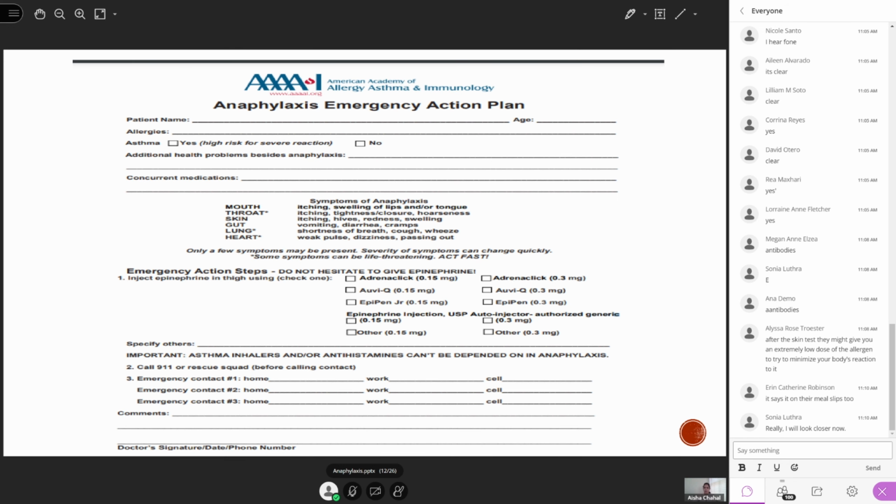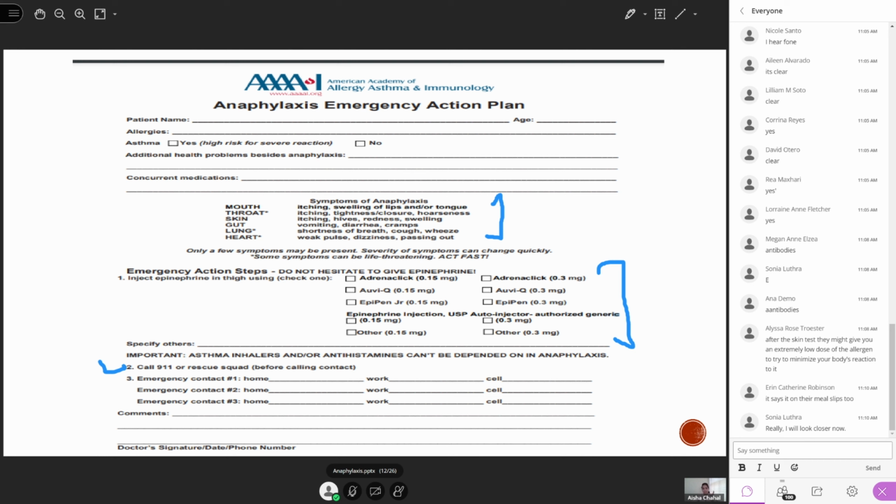This is a little form I wanted to show you by the American Academy of Allergy, Asthma, and Immunology. They are doing a lot of work in these preventive measures. This is a form that they can fill out with the doctor: okay, these are the symptoms that I get when I have allergies, and this is my action plan. What I'm going to do, I'm going to do the epinephrine injection, EpiPen, which I will talk about, and these are my emergency contacts. So this is a form that they fill out along with the provider to come up with an action plan in case they have an anaphylactic reaction.